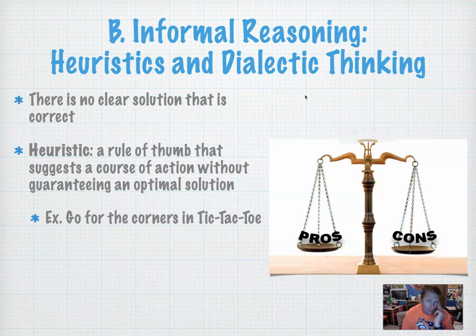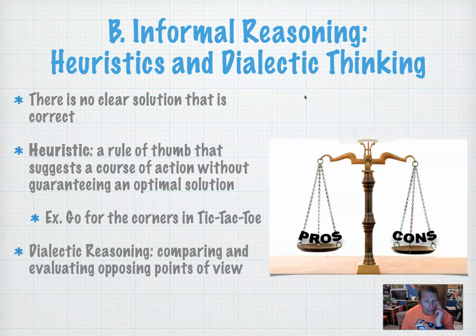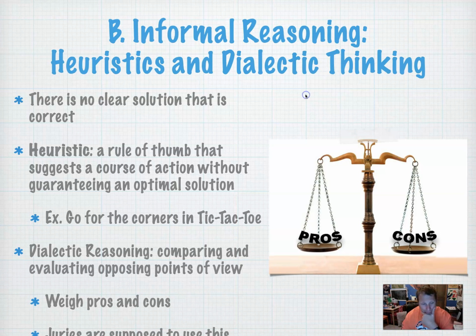I don't know. Dialectic reasoning is comparing and evaluating opposing points of view, doing a pros and cons list. So you weigh the pros and cons. If I go to this college, it's sunny and warm, and it's going to be really expensive. If I go to this college, it's going to be cold, but it's a lot more affordable, and I know more people. That's weighing the pros and cons, the good and bad of everything. That's called dialectic reasoning. Juries are supposed to do this.